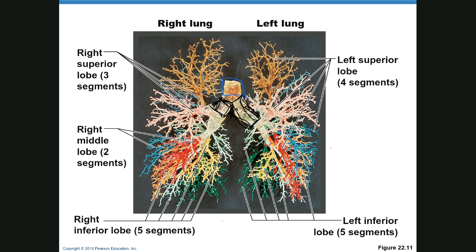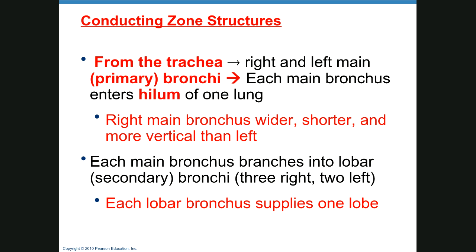The primary bronchi is going to subdivide as it enters the lungs into secondary or lower bronchi. And there will be 3 of those on the right side, 2 of those on the left side. So let me go ahead and get a better picture here. So from the trachea, we're going to divide into primary bronchi. From the bronchi, we're going to divide into secondary bronchi. The right main bronchus, the primary bronchi, is wider and shorter and more vertical than the left. Each bronchus supplies 1 lobe.